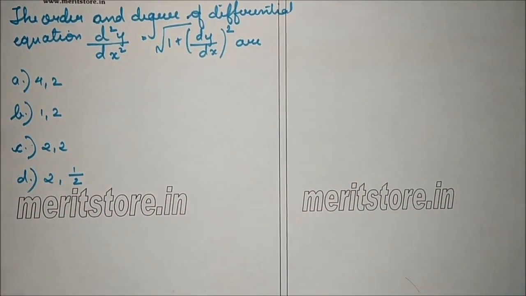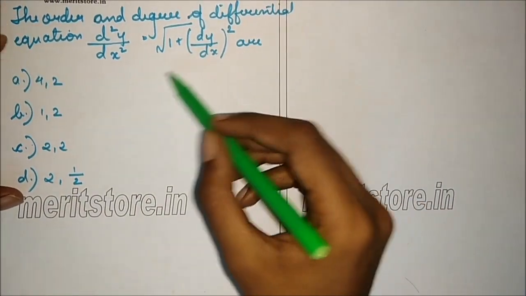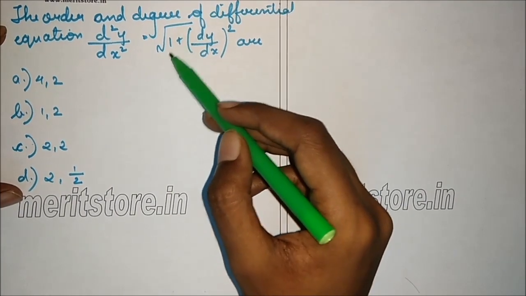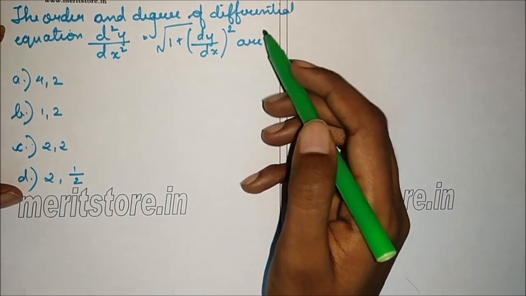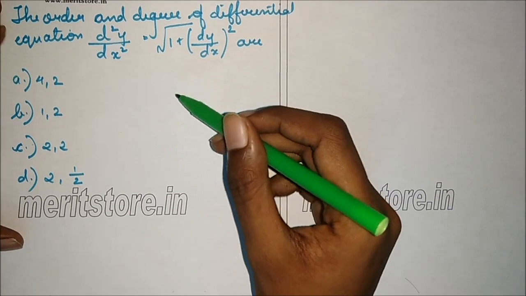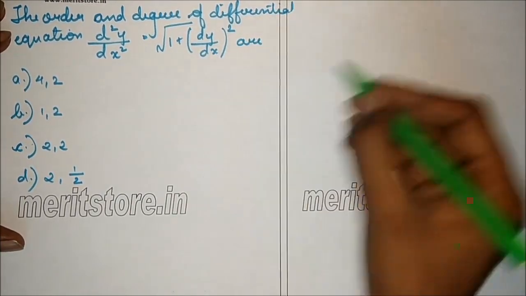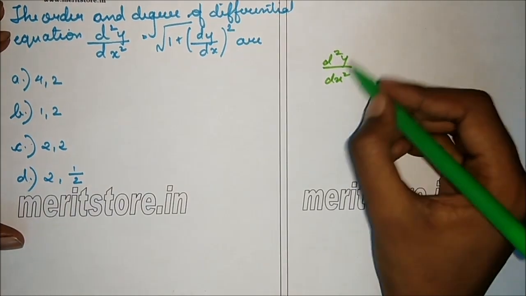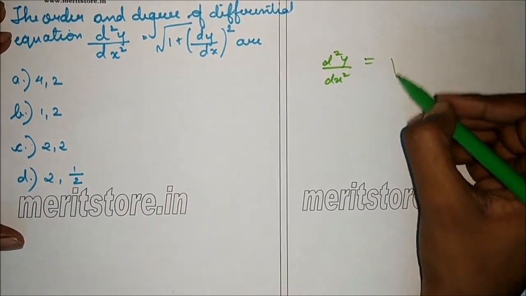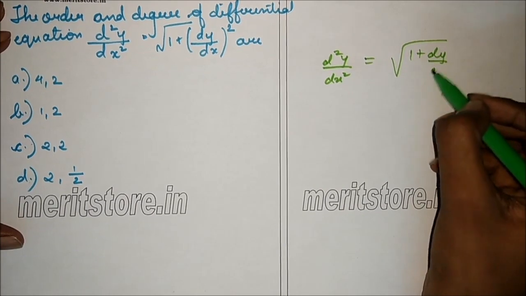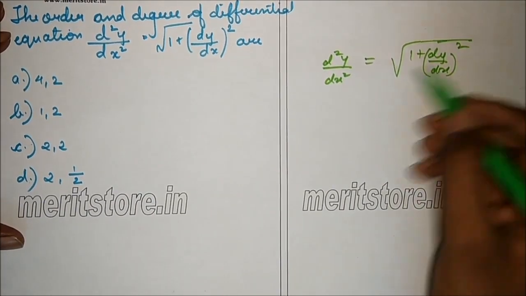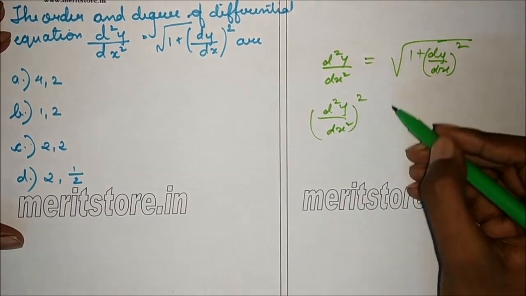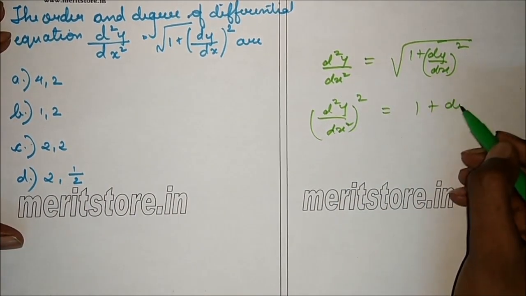In this question, the given differential equation is d2y by dx square equals root of 1 plus dy by dx the whole square. We have to find the order and degree of the differential equation. So given is d2y by dx square, the double derivative of y, equals root of 1 plus dy by dx the whole square. Squaring both sides, we get d2y by dx square equals 1 plus dy by dx the whole square.